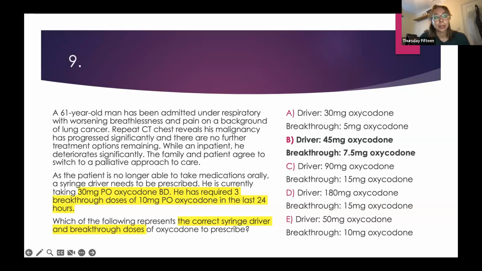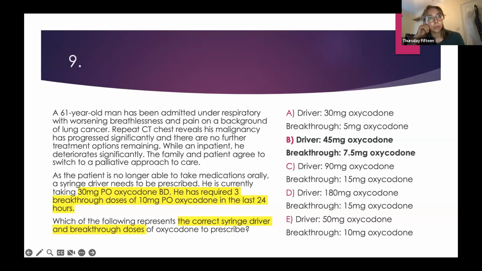We're being asked to prescribe a syringe driver dose for this patient, and a syringe driver is given subcutaneously, and the strength of oxycodone is double subcut than it is orally. How did I get to 90 milligrams? So I'm just going to type it out. He's on 30 milligrams BD, which is 60, and he's also taken 30 milligrams PRN. So 60 add 30 is 90 milligrams total in 24 hours.